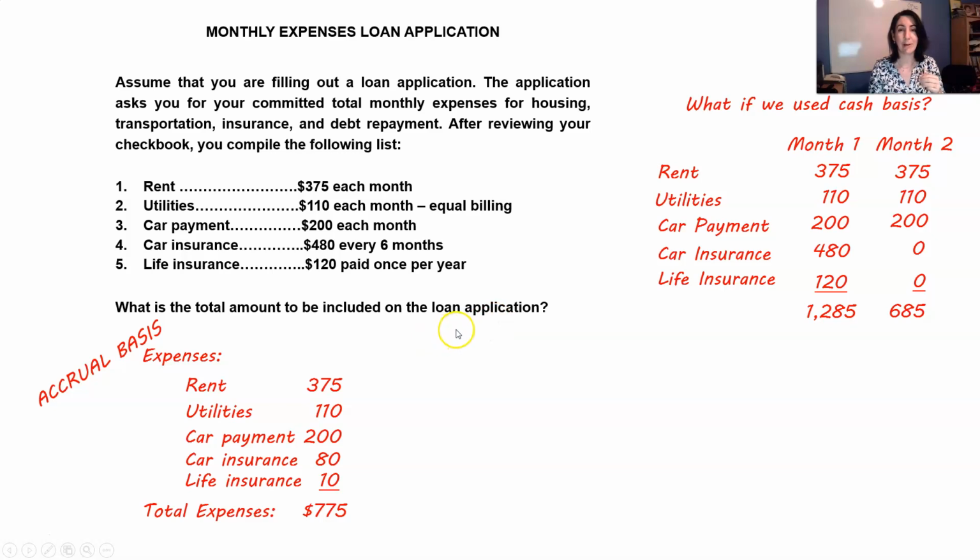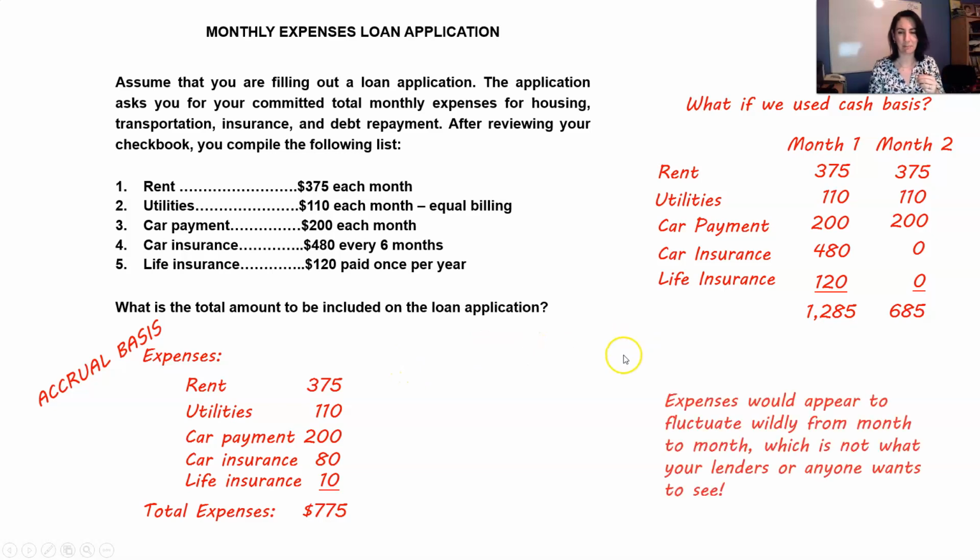If you're applying for a loan, they want to see nice, even, regular budgeted expense amounts. As I said, expenses would appear to fluctuate wildly from month to month, which is not what your lenders want to see, or anybody else. Okay, we don't like cash basis.